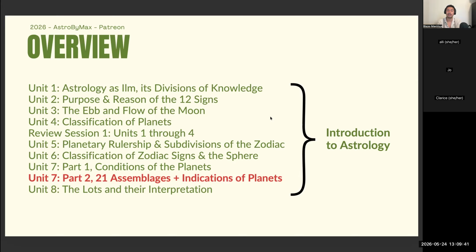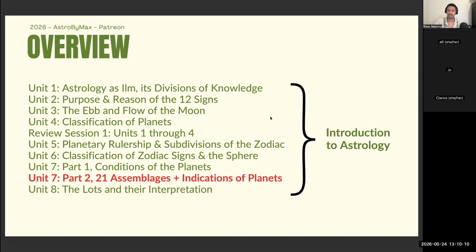Next week, we're going to be going on to Unit 8, which is the lots and their interpretation. After looking at the indications of the planets and the meanings of their assemblages, then we're going to talk about the lots and how the lots will factor in and tie together the type of delineation that we've been forming over the course of these 8 weeks. We're 8 weeks in at this point.